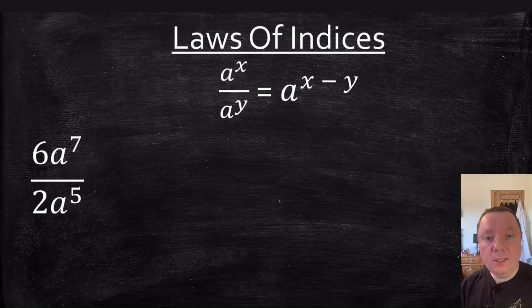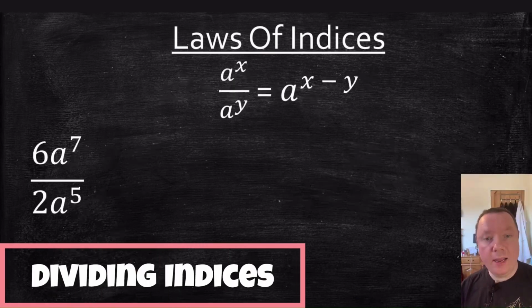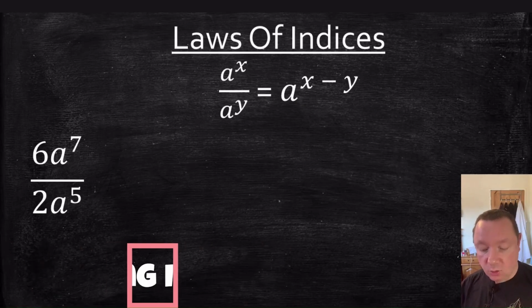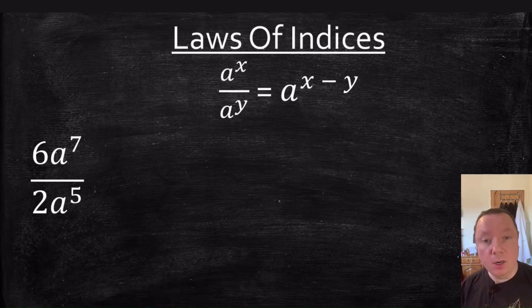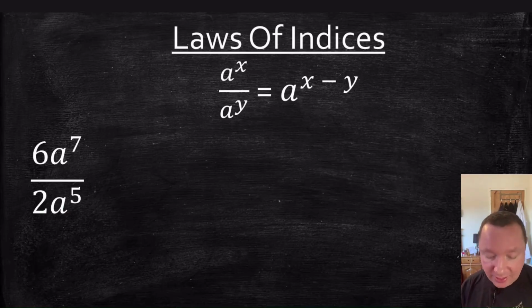12b cubed. Okay, so if we take a to the power of x and divide by a to the power of y, so a is the same number, then we can just take away the powers. Remember, this only works if the base is the same. So the same number on the bottom or top for your indices, or the same letter. So let's look at a simple example.